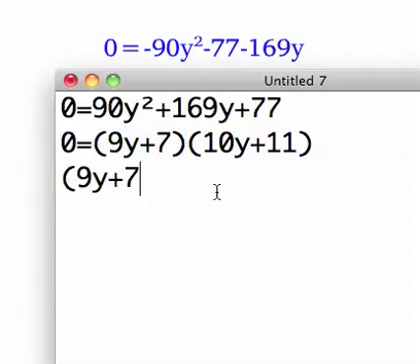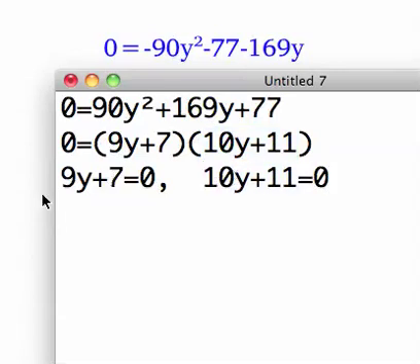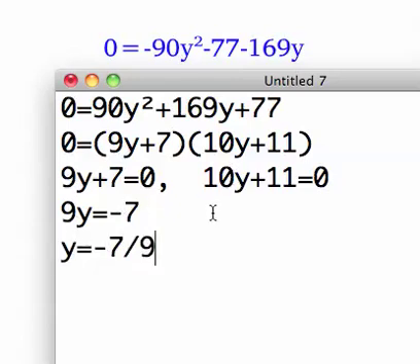So 9y plus 7 equals 0. I'm just going to remove the brackets. I don't need those anymore. And 10y plus 11 is equal to 0. And then I just want to solve for y. So I want to get rid of that 7. I'm going to subtract 7 from both sides, and that gives me 9y is equal to negative 7. And then I'm going to divide both sides by 9. So that gives me y is equal to negative 7 divided by 9. And that doesn't reduce at all.